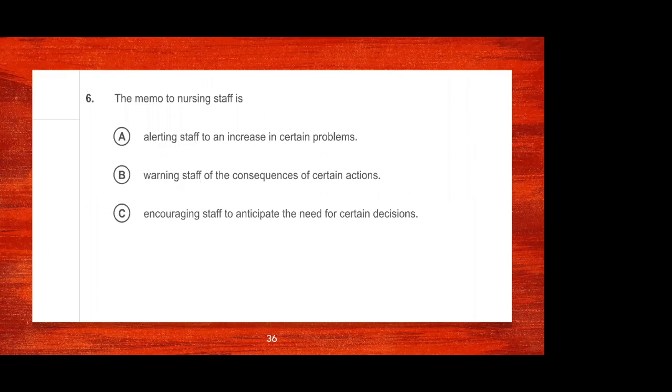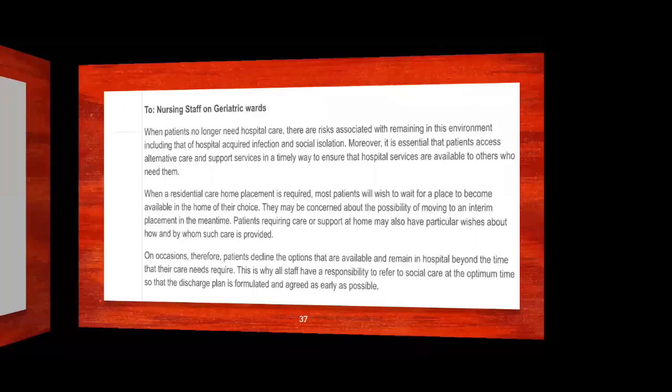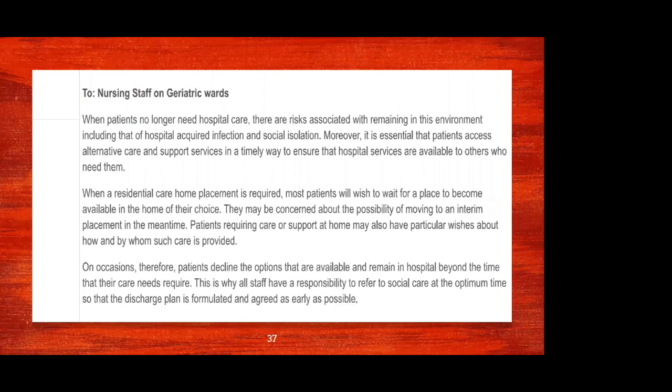The last one is encouraging staff to anticipate the need for certain decisions. Anticipating means what? Potential. What is the potential need for certain decisions? It means why they have to refer to the social care at the right time, so that the discharge plan is formulated earlier, so that there will not be any problem. We will not have any problems like this in future.